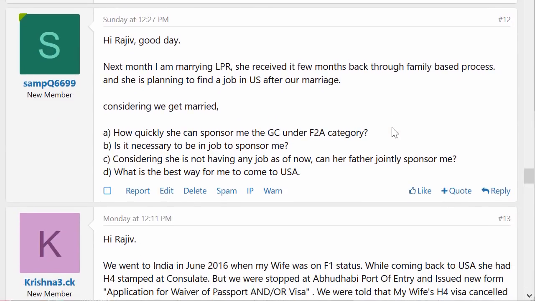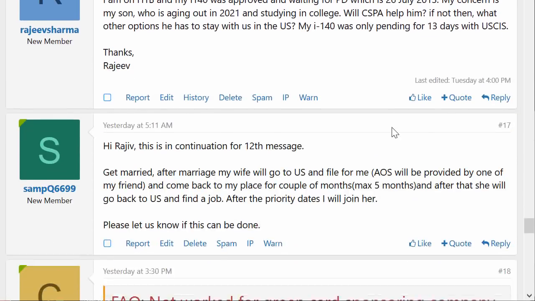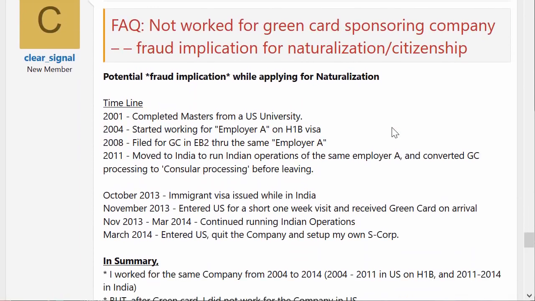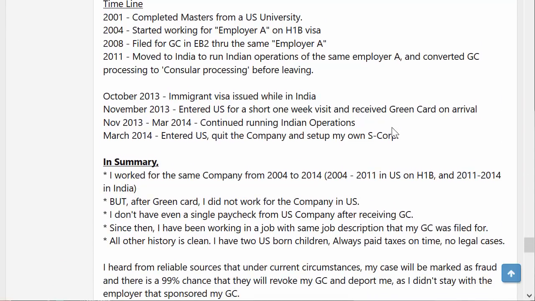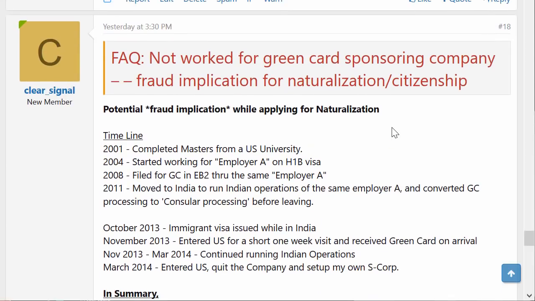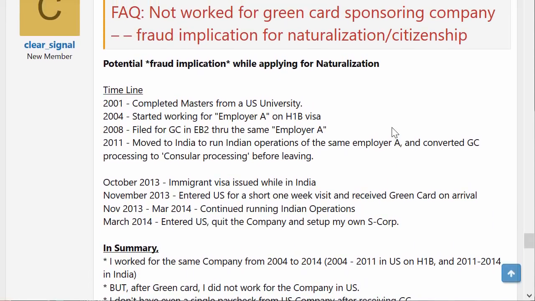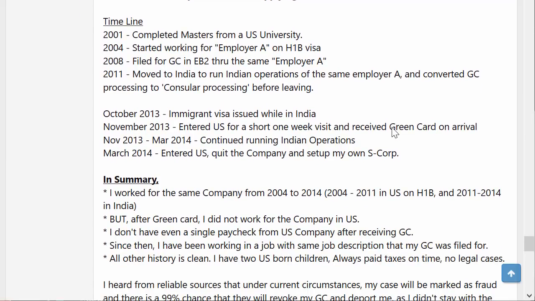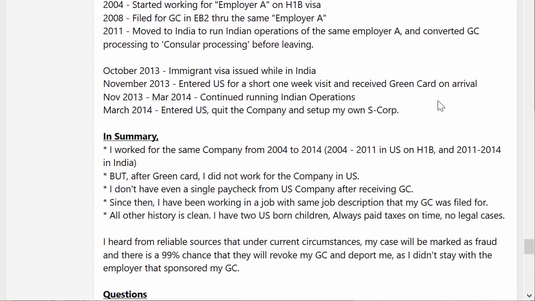Oh, this is not a frequently asked question. I'm just doing the frequently asked questions first. Okay. Oh, I think we just went over this. Fraud implications for naturalization. I did not work for the green card company. Okay, let's look at this situation real quickly.